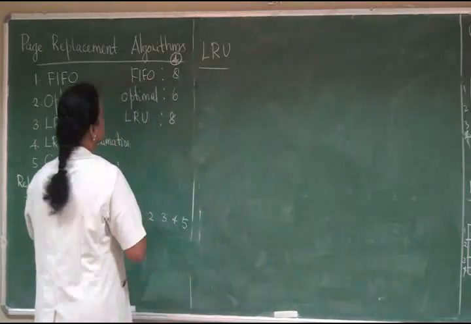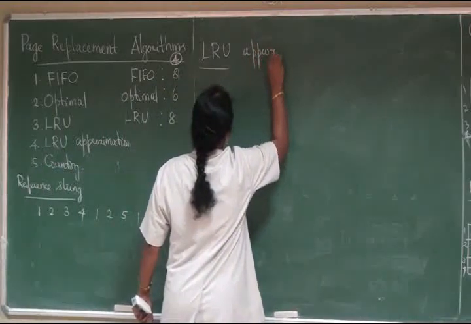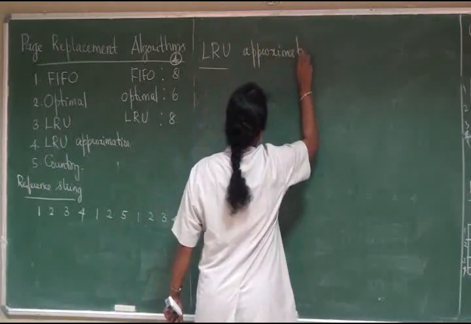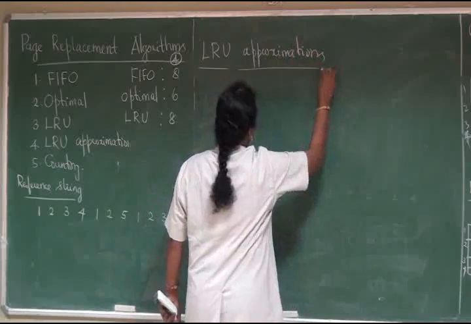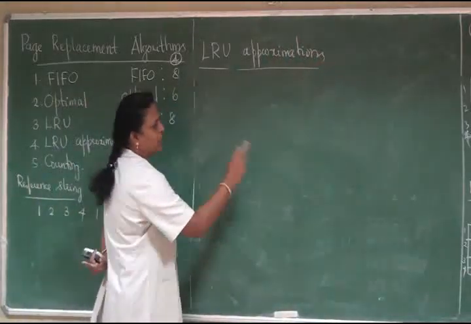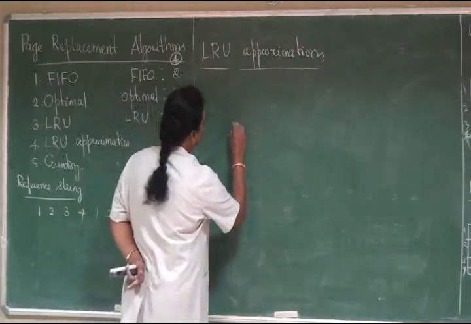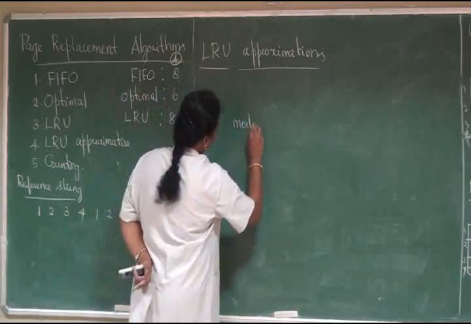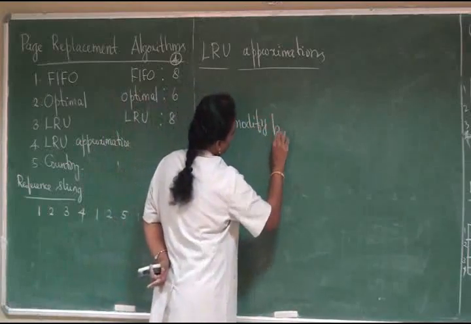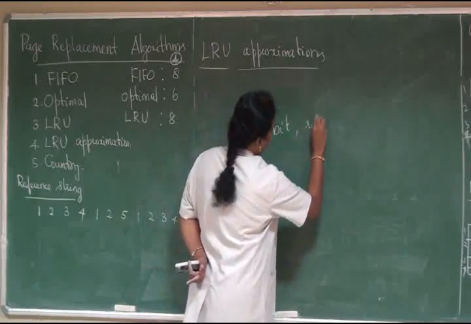The next one is LRU approximation. In the LRU approximation algorithm, along with the page table entry, it uses 2 more fields, 2 more columns. One is called the modify bit and another one is called the reference bit.